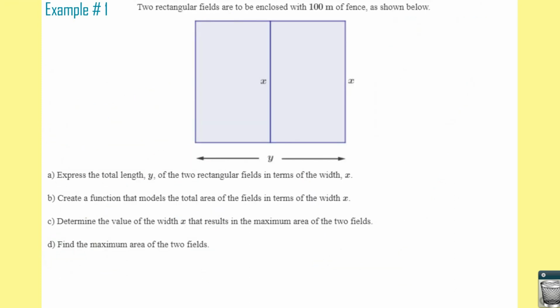Okay, so now we've got a word problem. Just think about what you have and try to put it into an equation. It's enclosed with 100 meters of fence, so all of this has to be a fence, including this line down the middle. If we add up all the sections, we should have 3 x's plus 2 y's, because y is your length down here, and that should all equal 100.